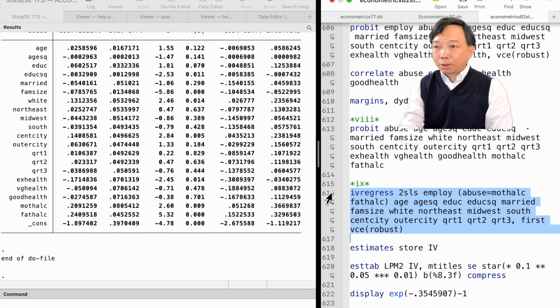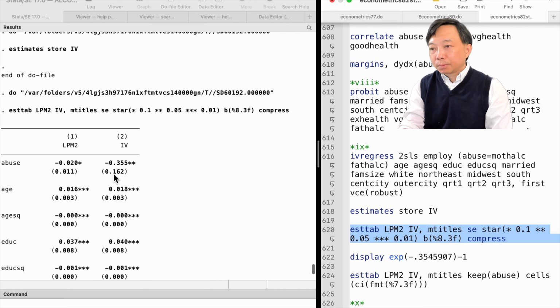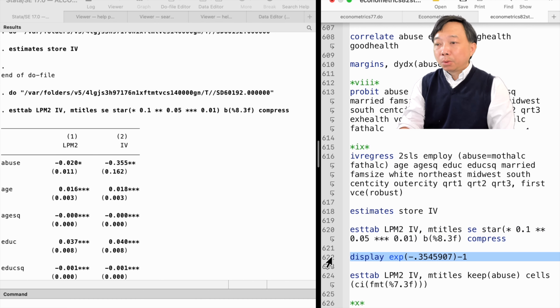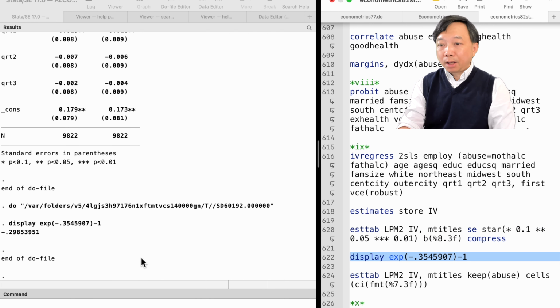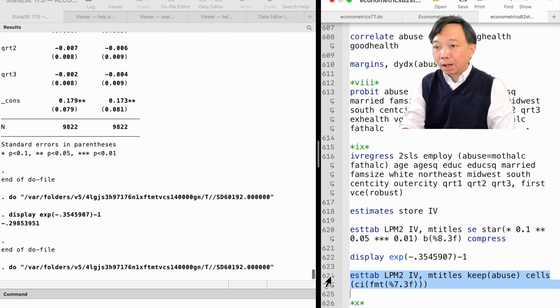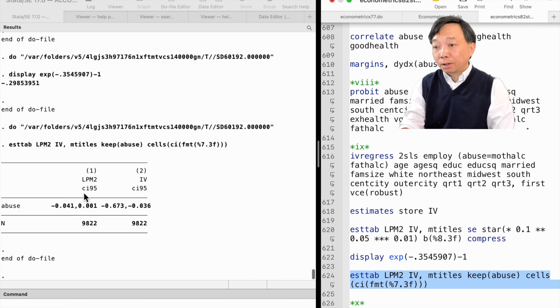The difference between the two-stage least squares and OLS coefficients is practically large. The alcohol abuse effect on employment becomes much larger by the two-stage least squares. The men who abuse alcohol are 30 percentage points less likely to be employed. The 95% confidence interval for the two-stage least squares estimate is much wider than that for the linear probability model.